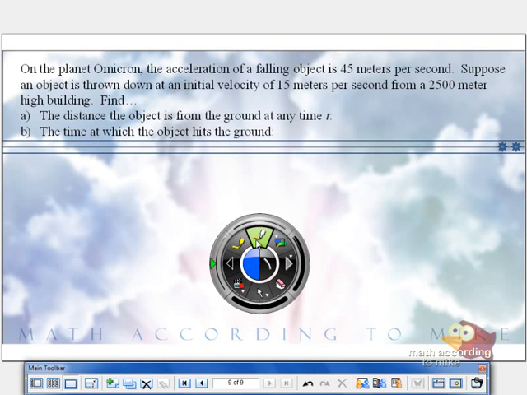Alright, on the planet Omicron, the acceleration of a falling object is 45 meters per second squared. Oh, look at that, good stuff. That's amazing. Alright, now the distance the object is from the ground at any time t.